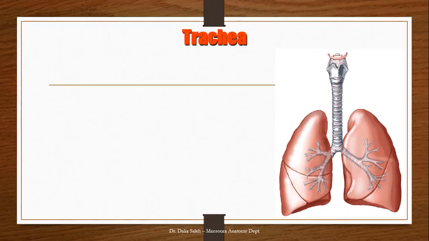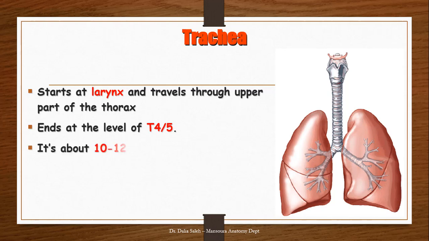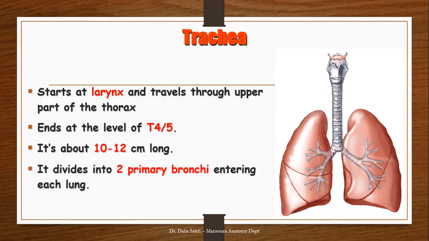For the anatomy of the lungs, let's start first by talking a little bit about the anatomy of the trachea. It starts at the larynx and travels through the upper part of the thorax and ends at the level of the disc between the thoracic vertebrae number 4 and the thoracic vertebrae number 5. It's about 10 to 12 centimeters in length and divides into two primary bronchi. Each one enters its corresponding lung.